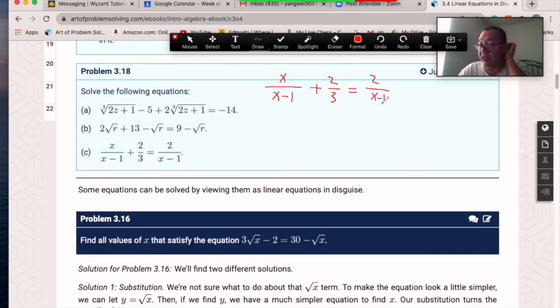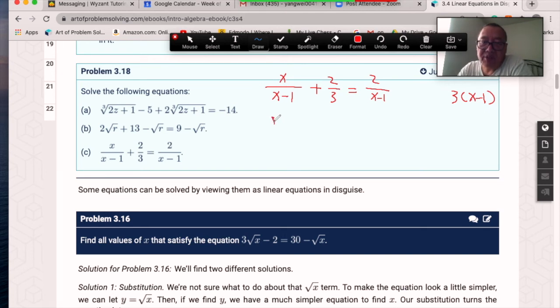But actually to solve this equation, you have a lot of ways. You can also multiply both sides by 3 times (x minus 1), because this is a common denominator. By doing it this way, you can convert this equation to a linear equation, because the denominators will cancel out. Here you have a term related to x. This one is also related to x. Then this equation will be a linear equation.